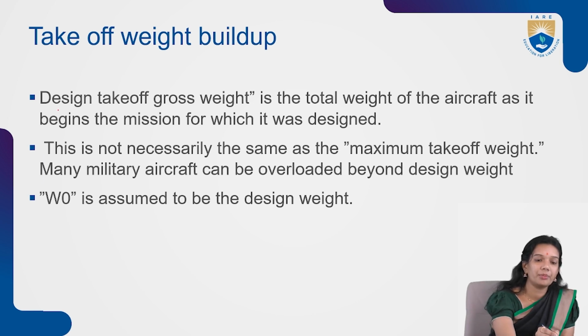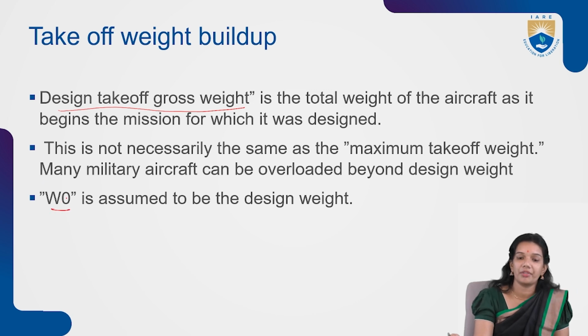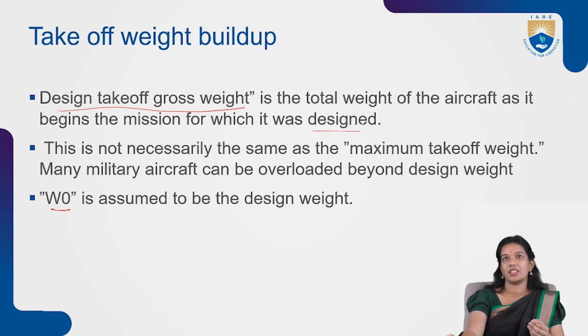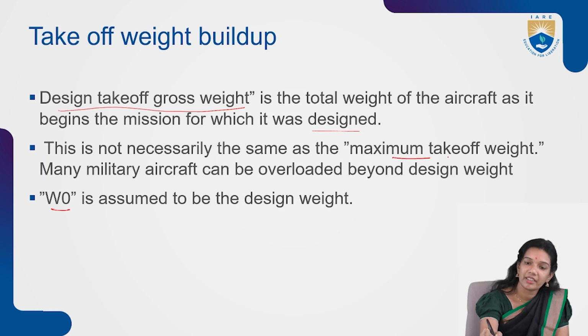And takeoff weight buildup, W naught, we say. W naught is the design takeoff gross weight. So it is the total weight of the aircraft as it begins the mission for which it was designed. That means the initial stages. In my initial stages, I consider that W naught is the takeoff gross weight. But it is not necessarily going to be the maximum takeoff weight.